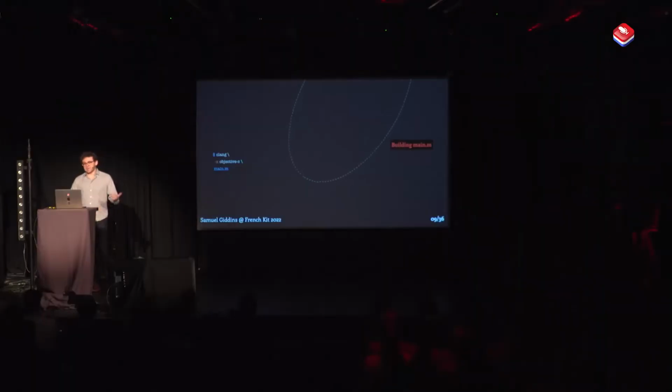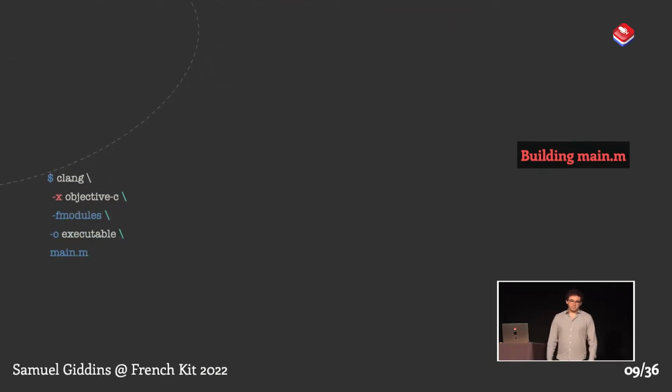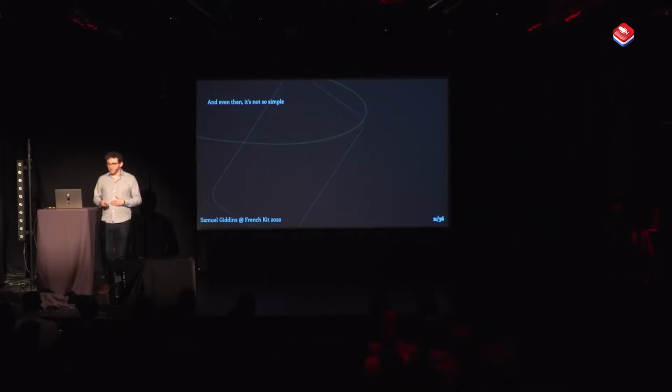So here's how we're going to go about building our executable named Executable from our source file. It's Objective-C, so we're going to run Clang. We're going to tell it the file that we're building. We're going to tell it that the language it's written in is Objective-C. We're going to tell it to output a file named Executable. And we're going to tell it to enable modules. Okay, that slide had like 4 different steps in it, and this was supposed to be the simple example. Even then, it's not so simple.